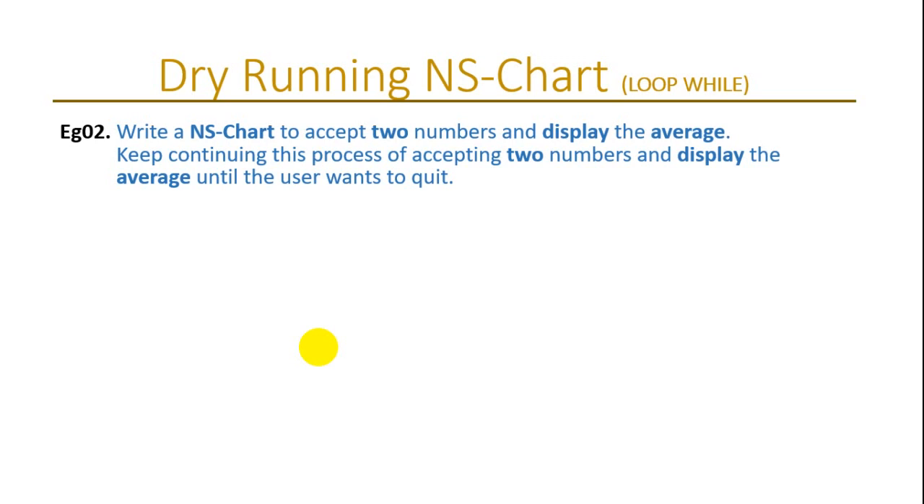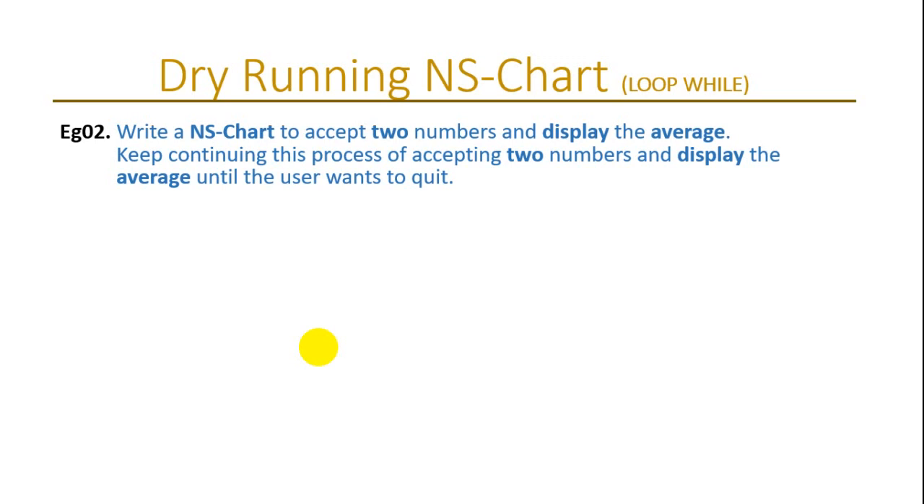average. That's it. But I am asking you to continue that process after doing the first two numbers and giving the total. I am saying, okay, now ask the user, do you want to do another calculation of two numbers and get the average? Another one. You want to do it again? So if he says yes, do it again. If he says no, you don't do it.